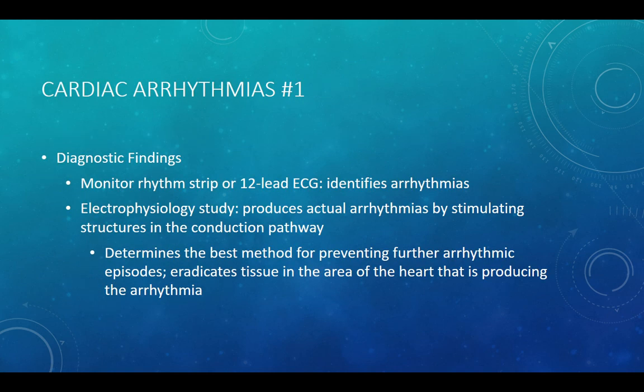Diagnostic findings for all cardiac arrhythmias. Monitor rhythm strips or 12-lead EKG identify the arrhythmia. Electrophysiology studies produces actual arrhythmias by stimulating structures in the conduction pathways. Determines the best method for preventing further arrhythmic episodes. Eradicates tissue in the area of the heart that is producing the arrhythmias.